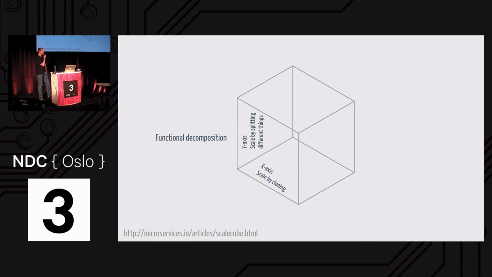And he also said, well, we also have the x-axis scaling. What we do there is basically, when we have these microservices, we deploy them multiple times into the cluster. So we have multiple instances running of the same service in the cluster. It's also known as horizontal duplication.